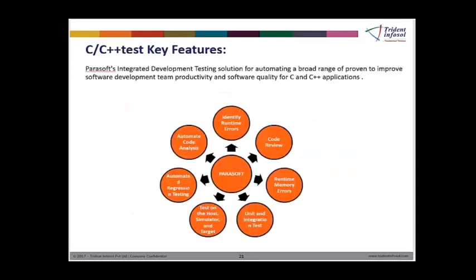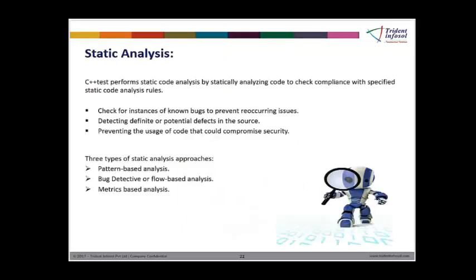The key features of C++test are automated code analysis, code review, identifying runtime errors and runtime memory errors, unit and integration testing, automated regression testing, and testing on the host simulator as well as on the target. Let's see what static analysis is, what you can do with static analysis for your application testing, and what approaches come under static analysis in the Parasoft C++test tool.